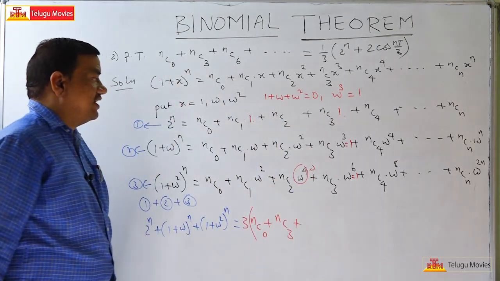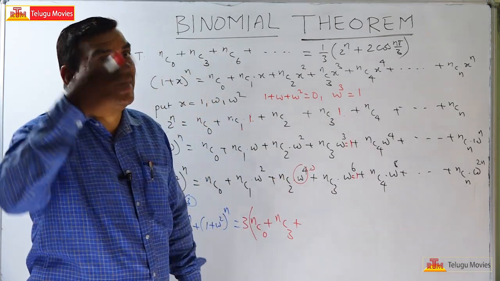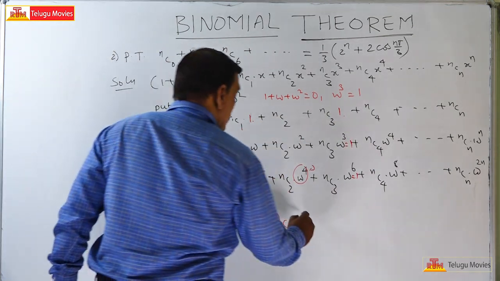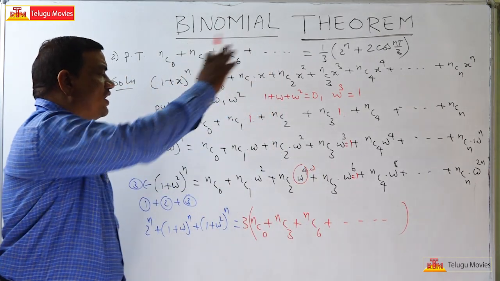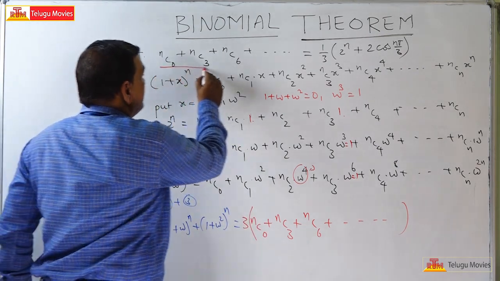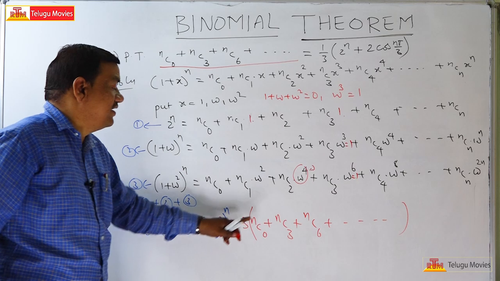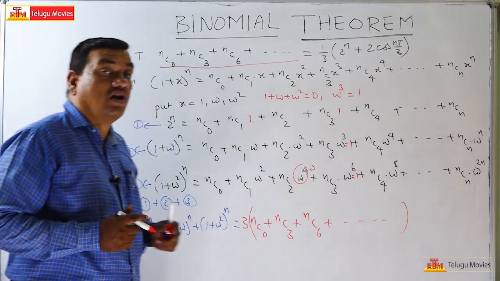Next again, nC4 will go, nC5 will go, again nC6 will remain. nC6 plus so on, understand? Up to whatever may be the term. So, see here, nC0, we got it or not? The left hand side part we got, of course, 3 is there: nC0 plus nC3 plus nC6 plus so on. Got it or not?